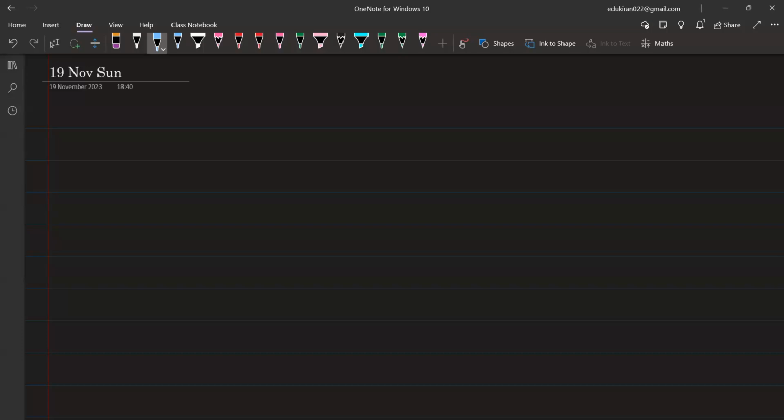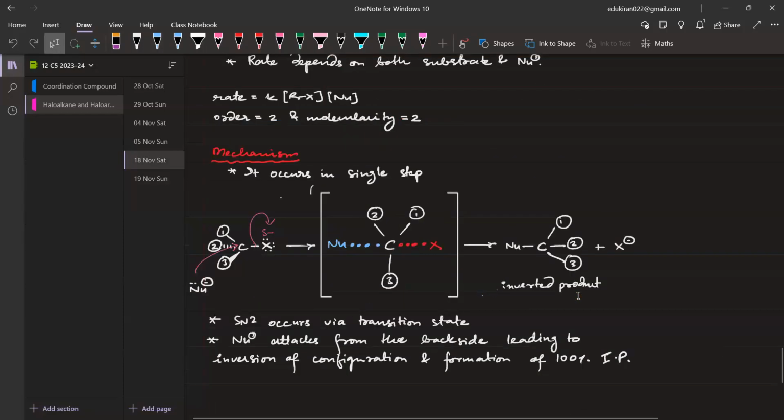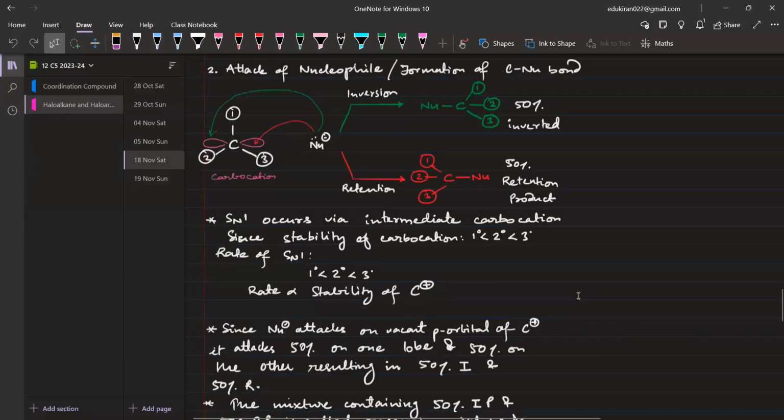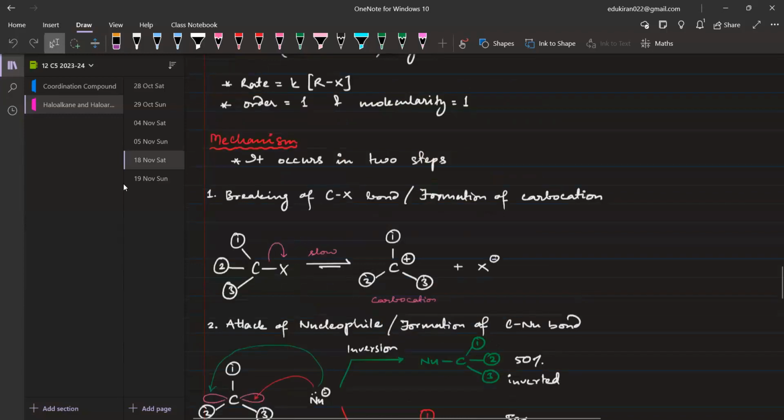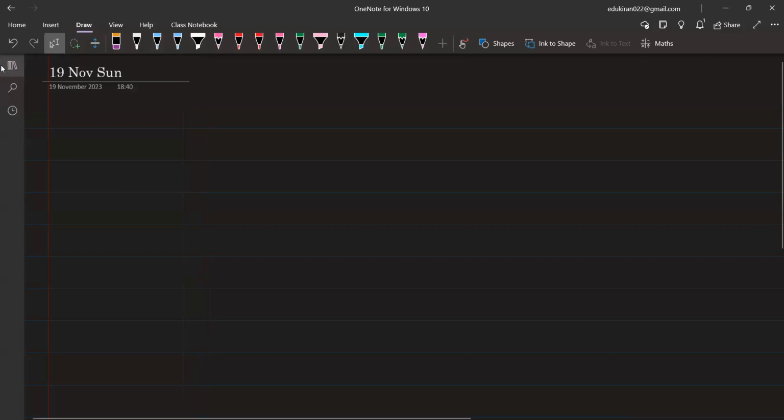So in the last lecture, we ended up with the two mechanisms, that is the SN1 mechanism and the SN2 mechanism. In today's class, we'll be talking about the factors that affect SN1 and SN2. Okay. So please write the heading.